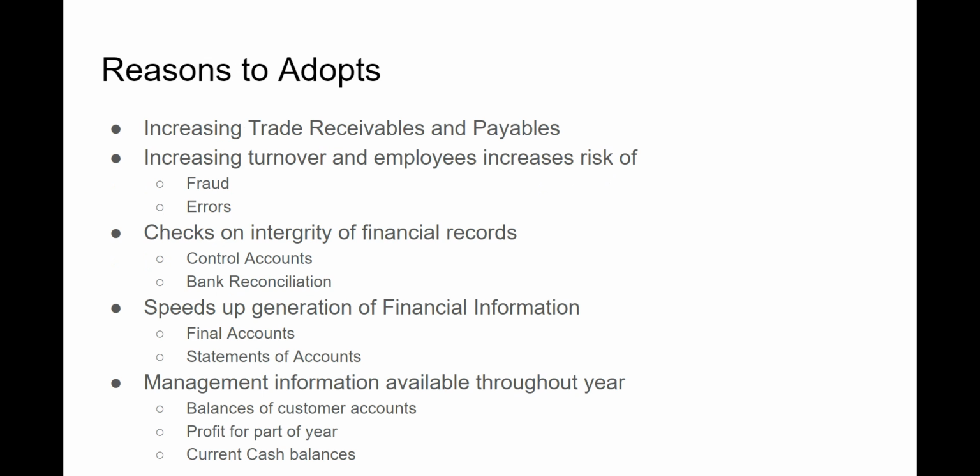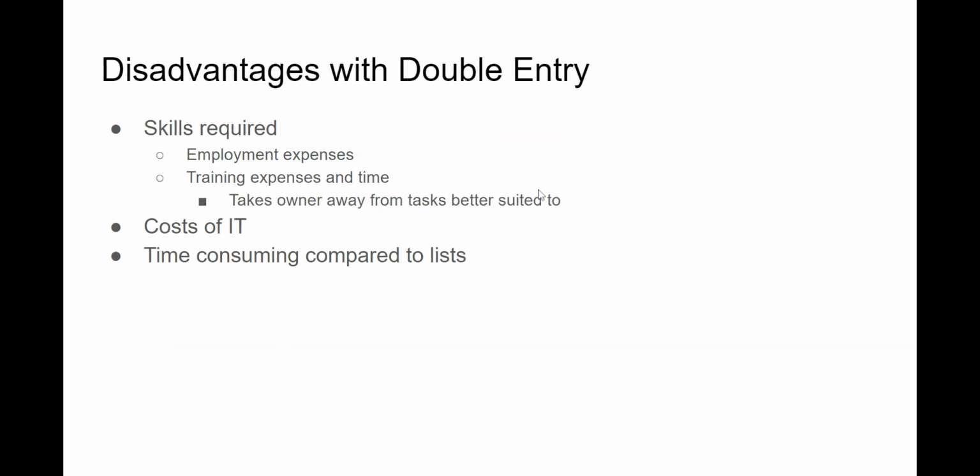Now, although obviously there are a lot of advantages to adopting it, the reason why some small businesses do not adopt it is because there are disadvantages to doing it. And those disadvantages relate to things like skills required. Okay, the double entry system isn't that easy to do. Not everybody has the capability to do it. Not everybody has the training to do it. So, for example, employing a full-time bookkeeper and, more expensively, a full-time accountant is a large expense to a business.